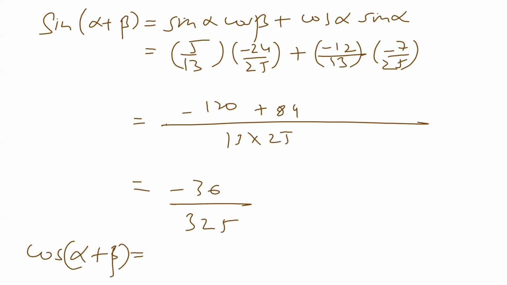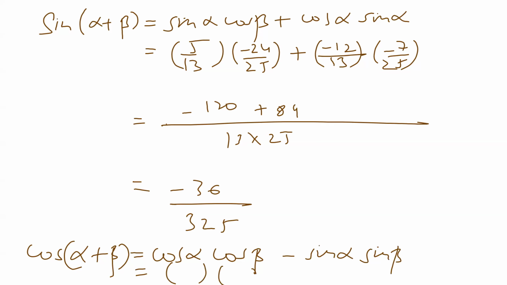So this is the cos A plus B formula: cos alpha cos beta minus sin alpha sin beta. Now you can calculate this for self-study, you have all the values ready.